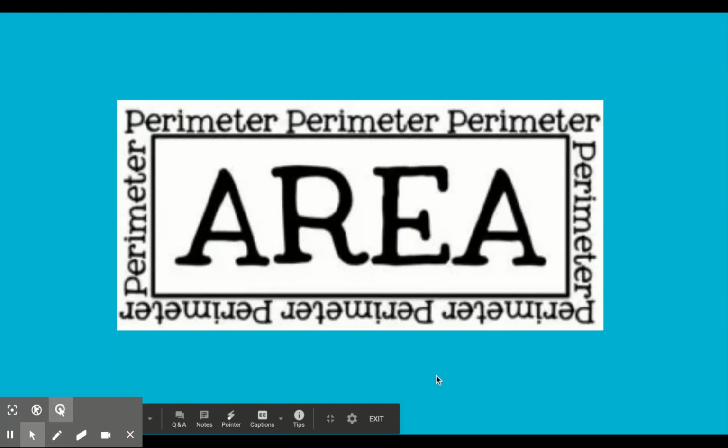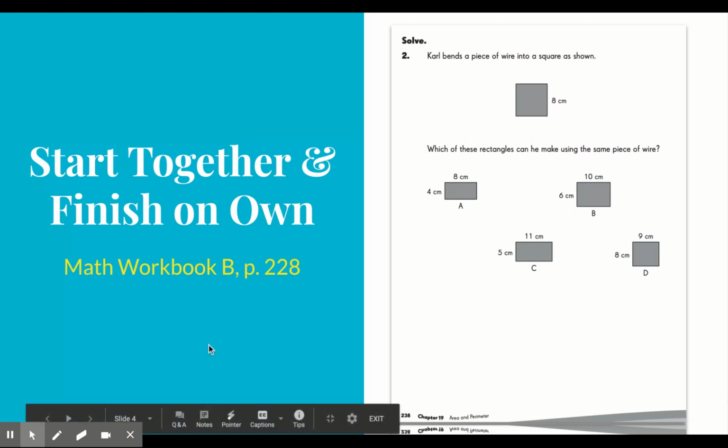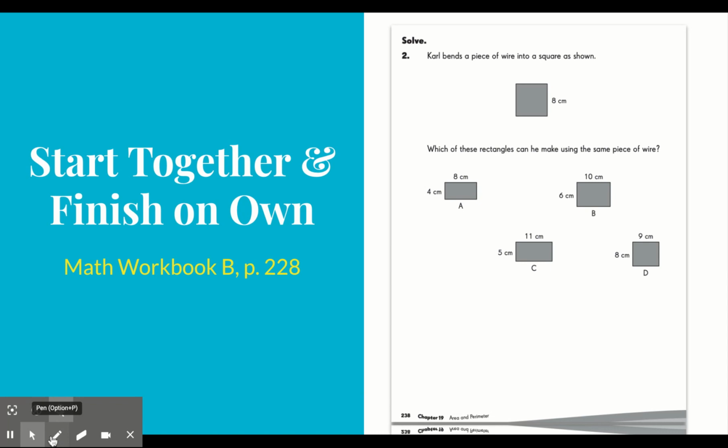All right, so that was a quick review of perimeter and area. And if you could open up your math workbook to page 228 and grab a pencil, we're going to start this together.